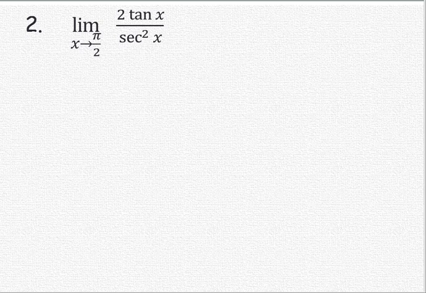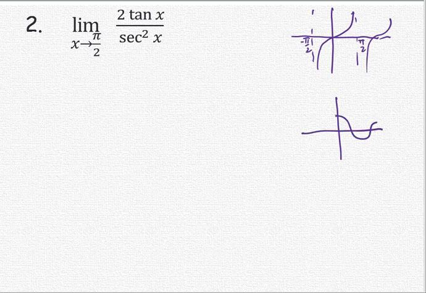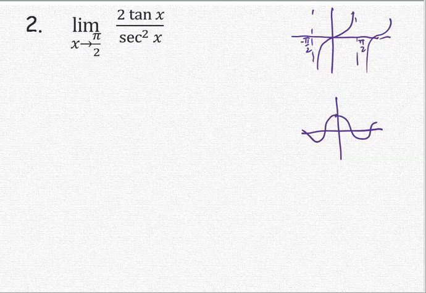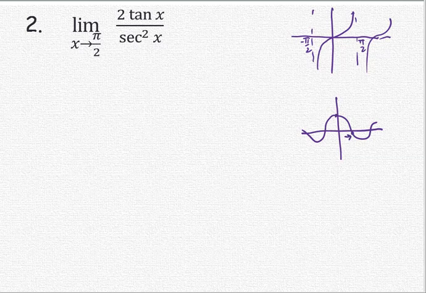Another example, limit of 2 tangent x divided by secant squared x as x approaches pi over 2. As you recall the graph of the tangent, it has vertical asymptotes at the odd multiples of pi over 2. The secant squared, which is the reciprocal of the cosine squared, as x approaches pi over 2, the value approaches 0. So when divided by 0, it approaches infinity. Similarly for tangent x, as x approaches pi over 2, the tangent approaches positive infinity.